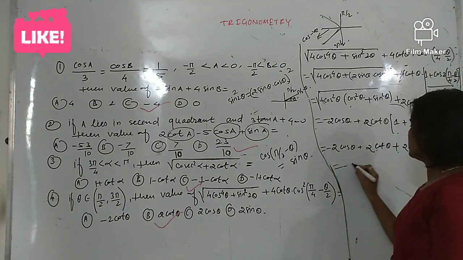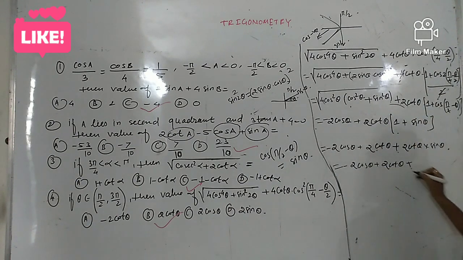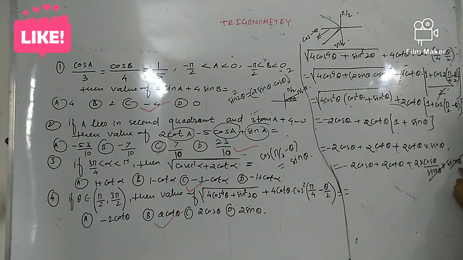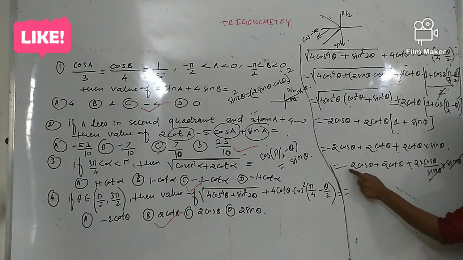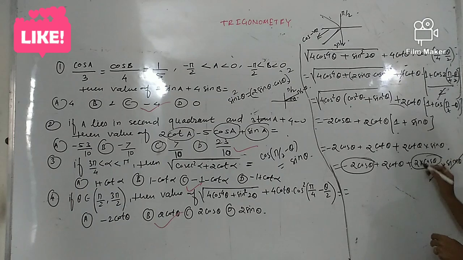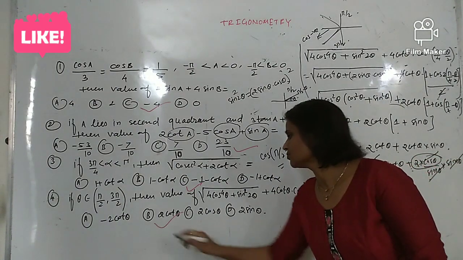Then next, minus 2 cos theta as it is, 2 cot theta as it is. We can simplify a little more this cot theta into sin theta. Cot theta means cos theta divided by sin theta, into sin theta. So this sin gets cancelled, and we get 2 cos theta, and this is the minus 2 cos theta. So minus 2 cos theta and plus 2 cos theta both terms cancel, and finally you will get 2 cot theta, which is the correct option, option B.